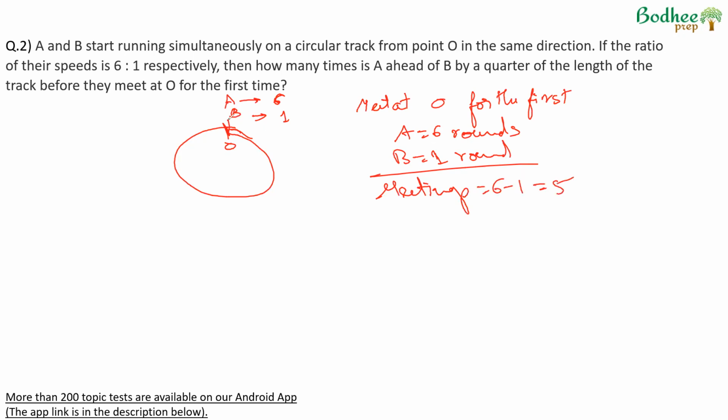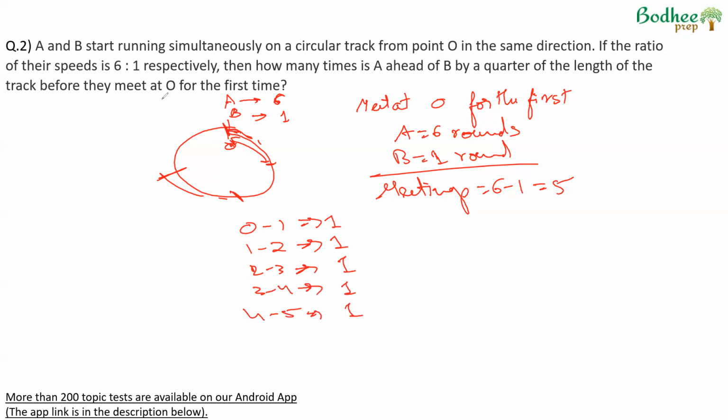Now, between any two meetings, for example, once the race starts, there will be a point where A will be 1/4 of the track length ahead of B, and then the distance will increase. Then A and B will meet again. Again, there will be a point where A will be 1/4 of a track length ahead of B, and they will meet again. So from the start to the first meeting, there will be one instant. From the first to the second meeting, there will be one instant. From the second to the third meeting, one instant. Third to the fourth meeting, one instant. Fourth to the fifth meeting, one instant. And the fifth meeting will happen at O, and both of them will be together at O.